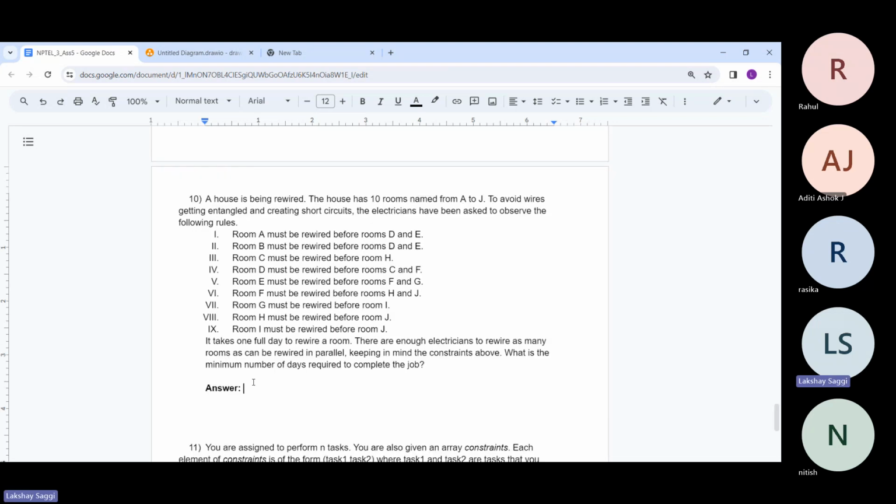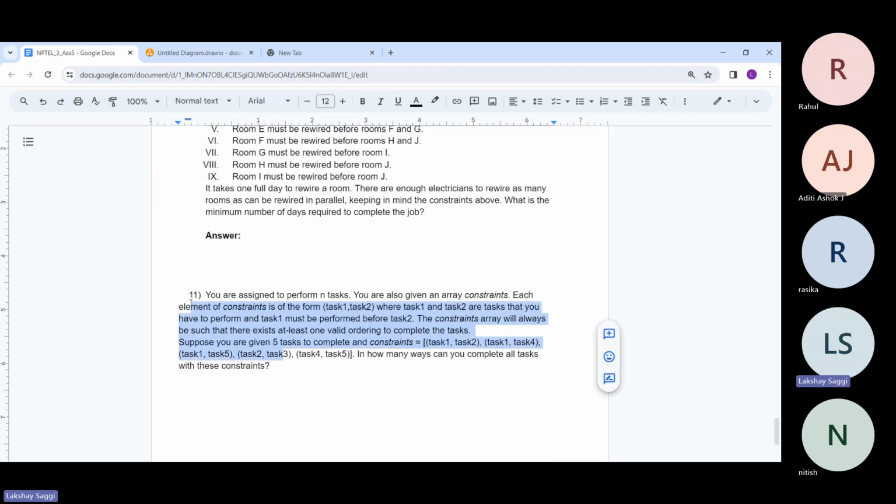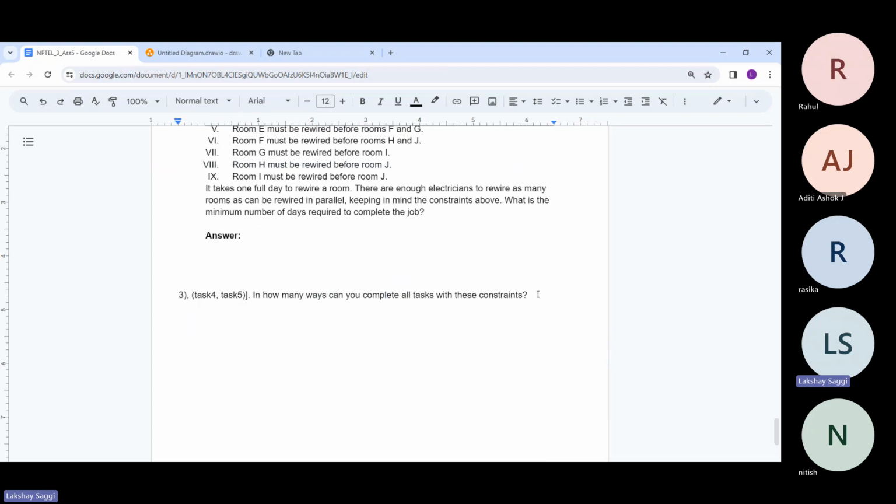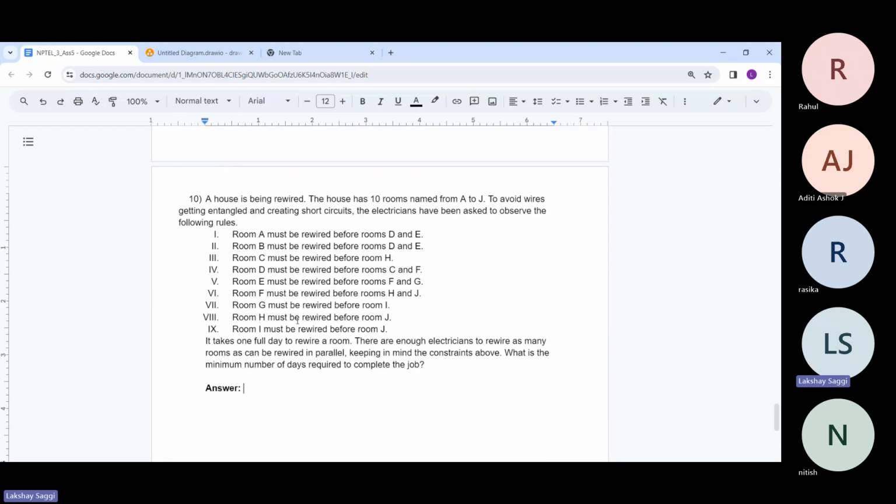And maybe I will remove the 11th question. The 11th question was what I wanted to discuss from the ungraded assignments, but I don't think that's necessary. Maybe I'll just write down the solution for this 10th question.